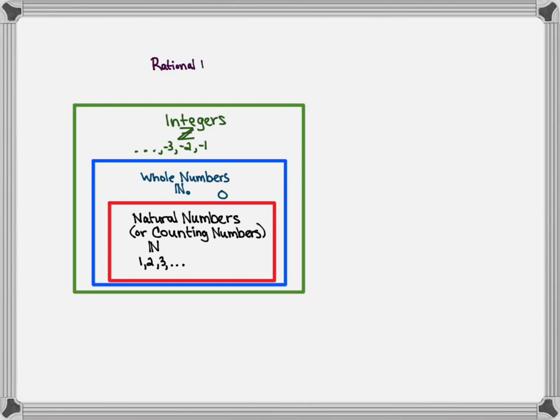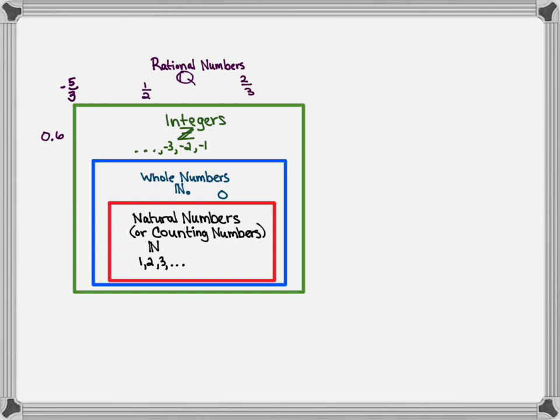Okay, then we have rational numbers. Rational numbers are represented with a bold italic Q. And rational numbers are numbers that can be written as fractions. So for example, 1/2, 2/3, -5/3. So it can be improper fractions, and they can be negatives.